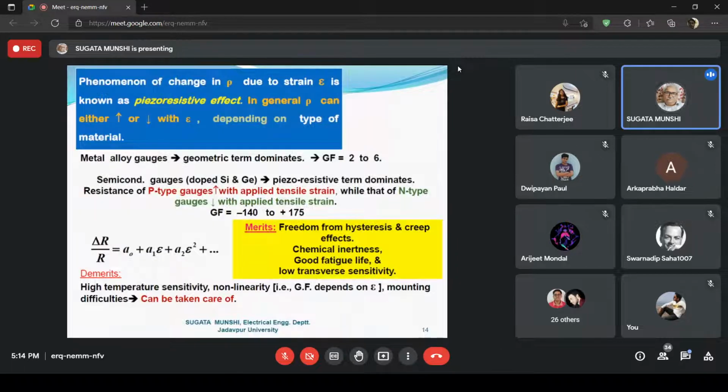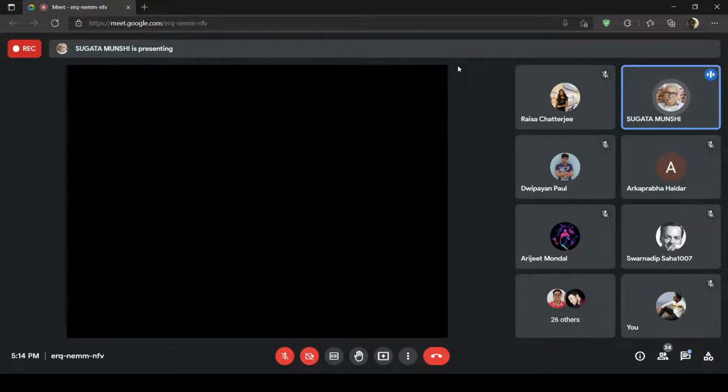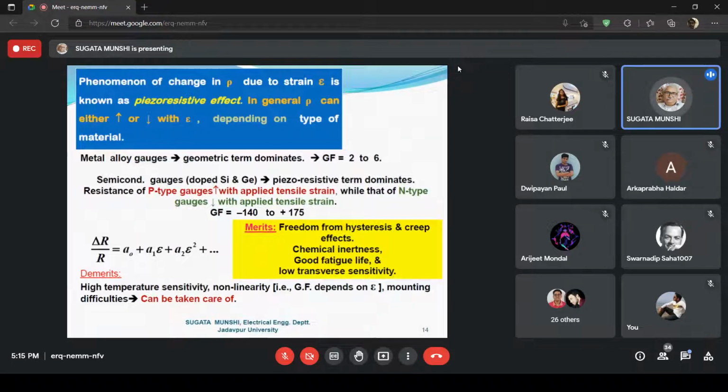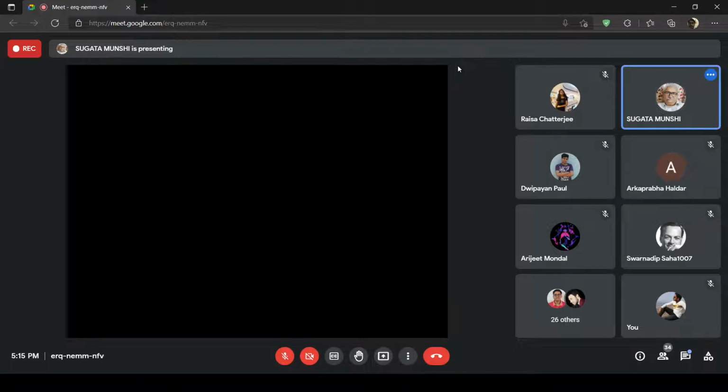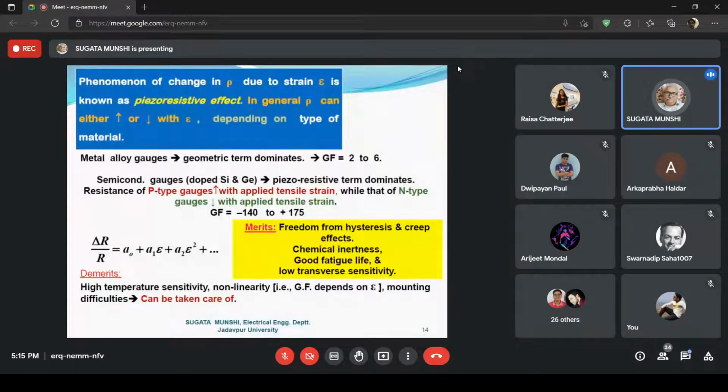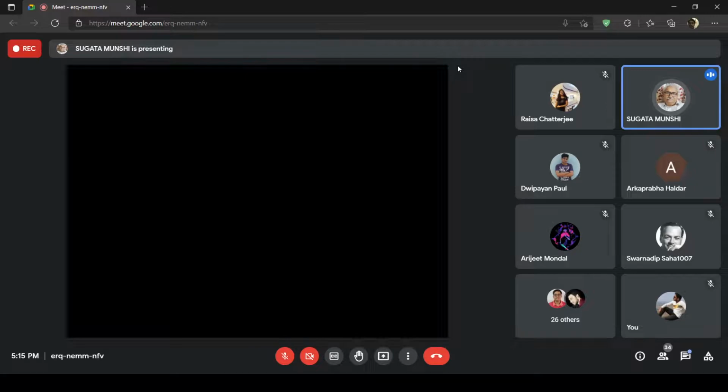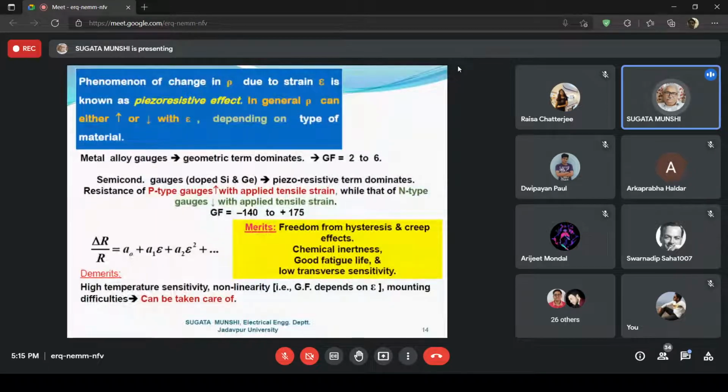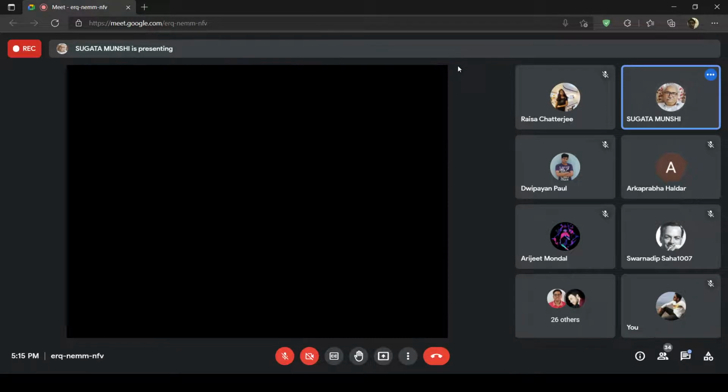In case of semiconductor gauges, doped silicon and germanium, because the piezoresistive effect dominates, that change in resistivity per unit mechanical strain is an enormously large value. Therefore, in case of semiconductor gauges, the gauge factor ranges from minus 140 to plus 175.